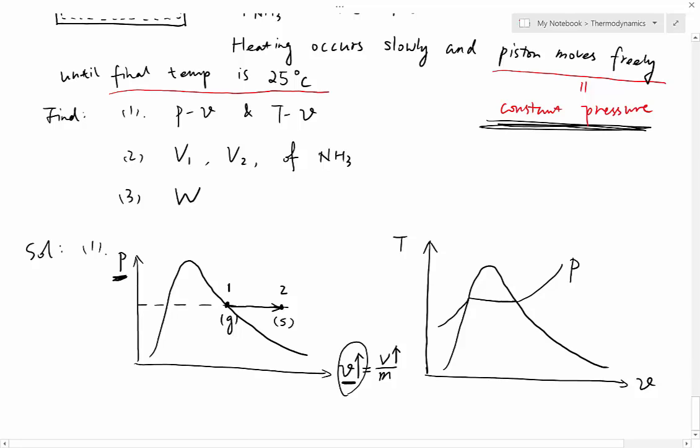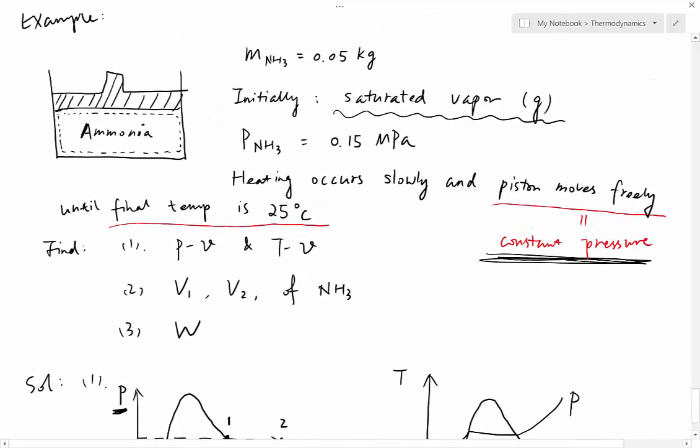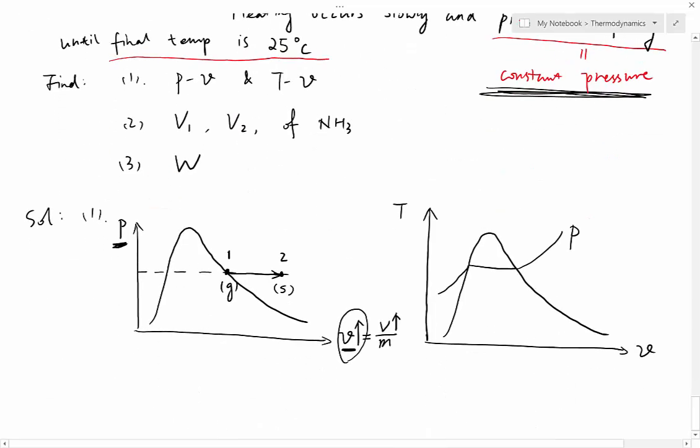The first thing is we need to locate point 1. What is the phase of number 1? Saturated vapor. Where is saturated vapor on the T versus nu diagram? Same thing, on the right half of the vapor dome. So you have to satisfy two requirements: first, on the right half of the vapor dome; second, along the constant pressure line. So the only choice is here.